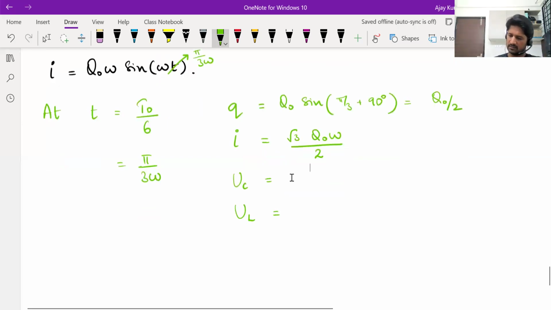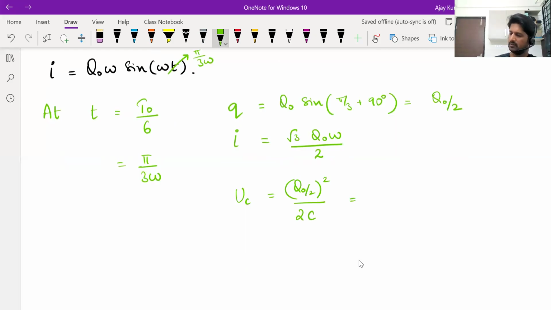Okay, next, energy stored in the capacitor, energy stored in inductor. Capacitor formula is Q square by 2C, but the charge at this moment is only half of the initial charge. So we'll have to square that only. So Q naught by 2 whole square by 2C effectively becomes 1 by 2 whole square is 1 by 4, by 2 is 1 by 8. Q naught square by 8C. That's the energy stored in the capacitor at that moment.